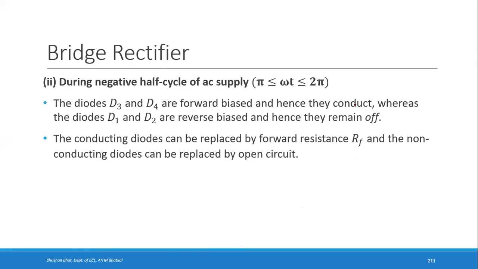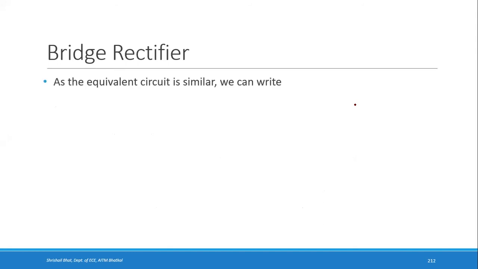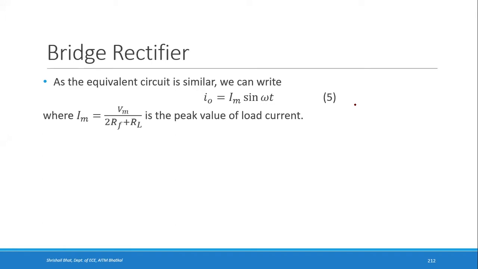So even in the negative half cycle, if you replace the conducting diodes with forward resistance RF and the non-conducting diodes by an open circuit, you get a similar equivalent circuit, for which we can write again I naught is Im sine omega t, right? So you'll actually get V2 divided by 2RF plus RL, the same thing. V2 is Vm sine omega t. Vm divided by 2RF plus RL, you can take as Im and write it as Im sine omega t, right? So again, output voltage V naught is I naught into RL.